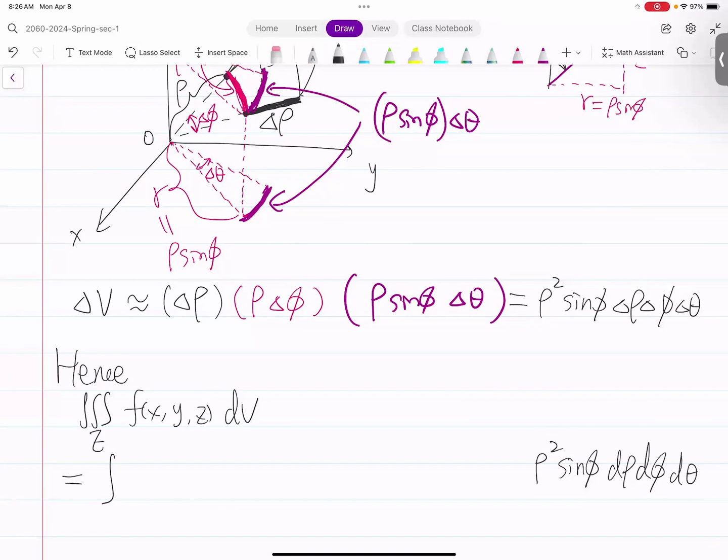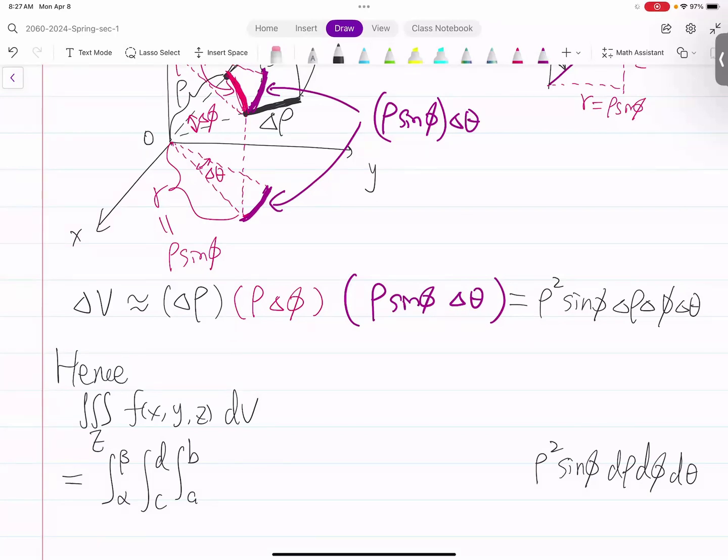So theta is between alpha and beta. Phi is between C and D. Rho is between A and B. Right. So this is the way that you describe this solid E, right? And then we have the solid E, we have dV at the end.